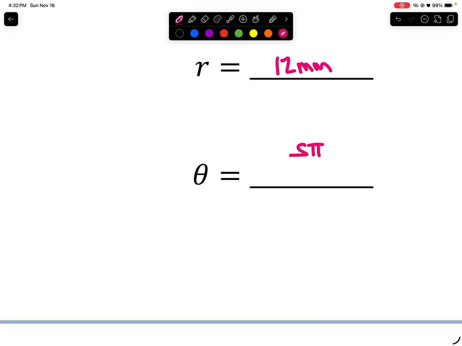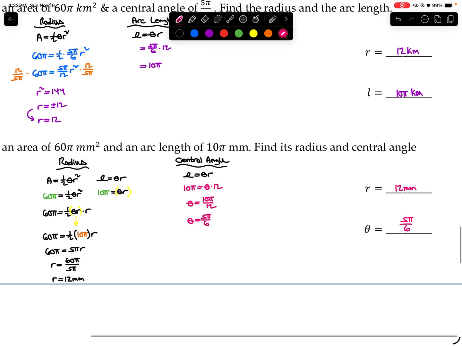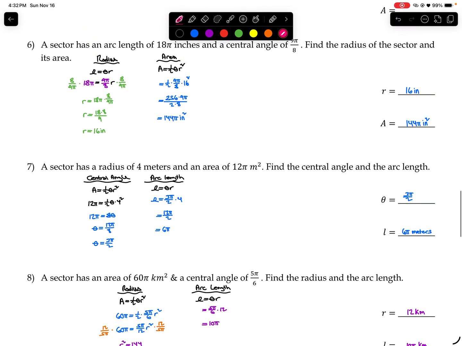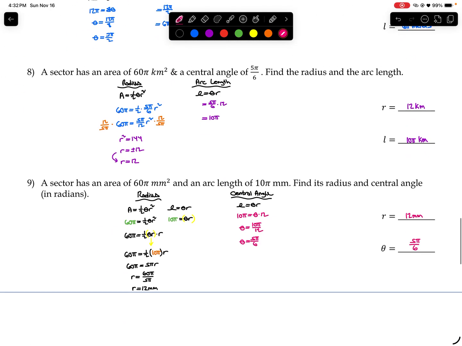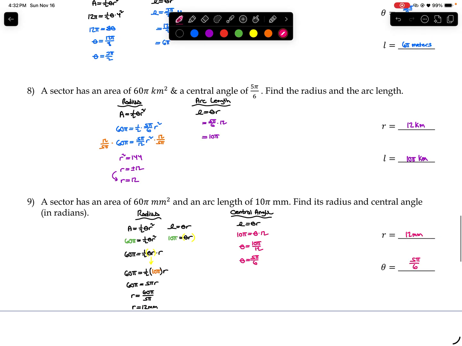So notice how I wrote units on all the length values and area values. So very small but important detail. Don't forget your units.